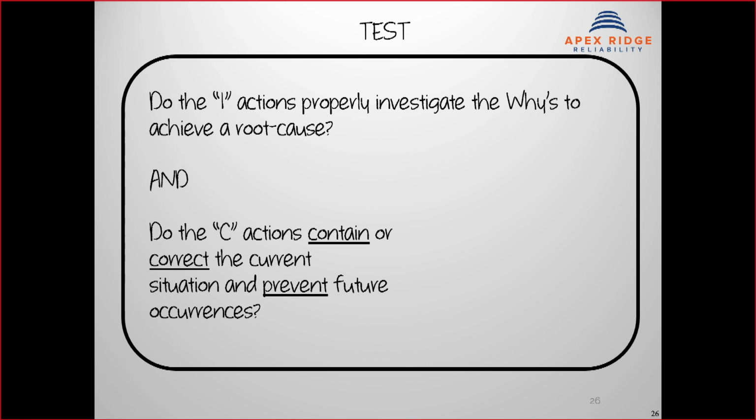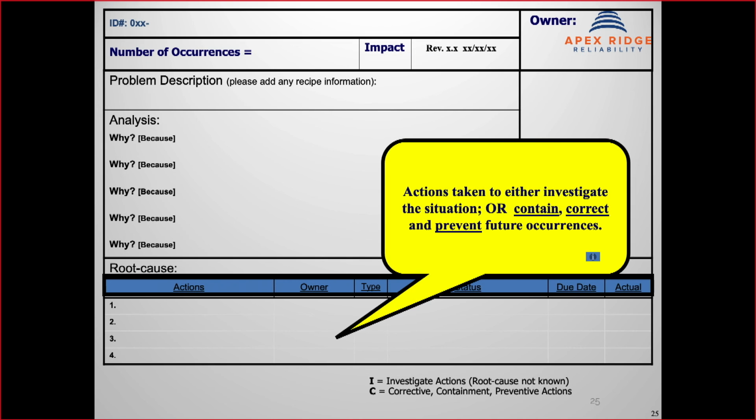The ones that are the investigative ones should be marked. Those are the ones that we're doing during the 5 whys. And then the final one is the corrective, and this is in response to the root cause. So the I's are in response to the 5 whys if you're using the 5 why method, and the C corrective ones are in response to the root cause.